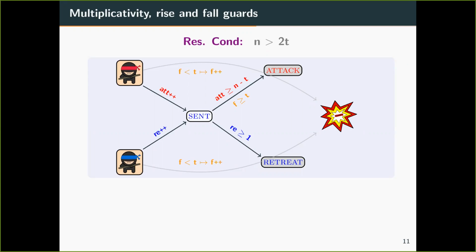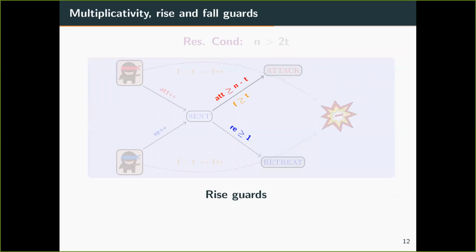Before I move on to present our main result, I had promised to define what multiplicativity and fault guards mean, and I will do that by means of the running example that we have. We have a threshold automaton, and of course this threshold automaton has threshold guards, which I will now group into two types. If a threshold guard contains a greater than or equal to, then I'll call those guards rise guards. For instance, the guards at bigger than or equal to n minus t, f bigger than or equal to t, and re bigger than or equal to 1 are rise guards. Similarly, if a threshold guard contains a less than symbol, then I will call it a fault guard. For instance, in this case, the guard f less than t is a fault guard.